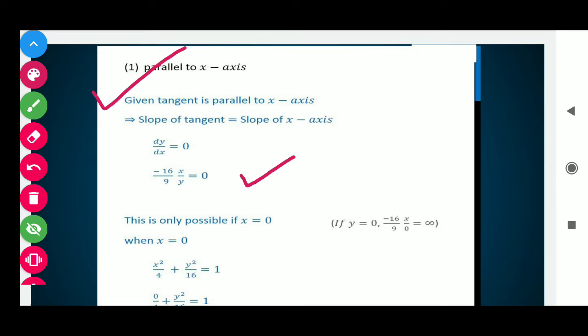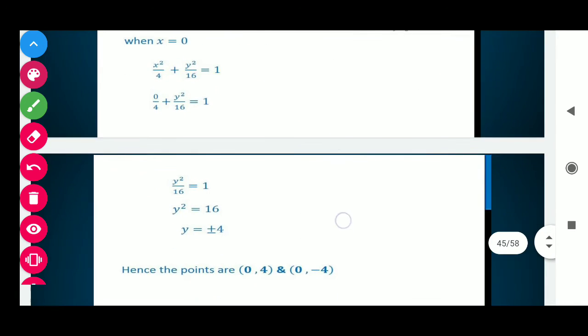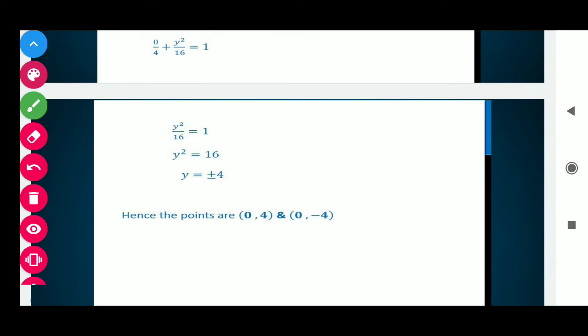So students, if a line touches the curve at a single point, then that point of contact is common to both the line and the curve. So students, we put x = 0 in the curve. In this way we get y² = 16 and we get y = ±4. So students, in this way we get the points (0, 4) and (0, -4).